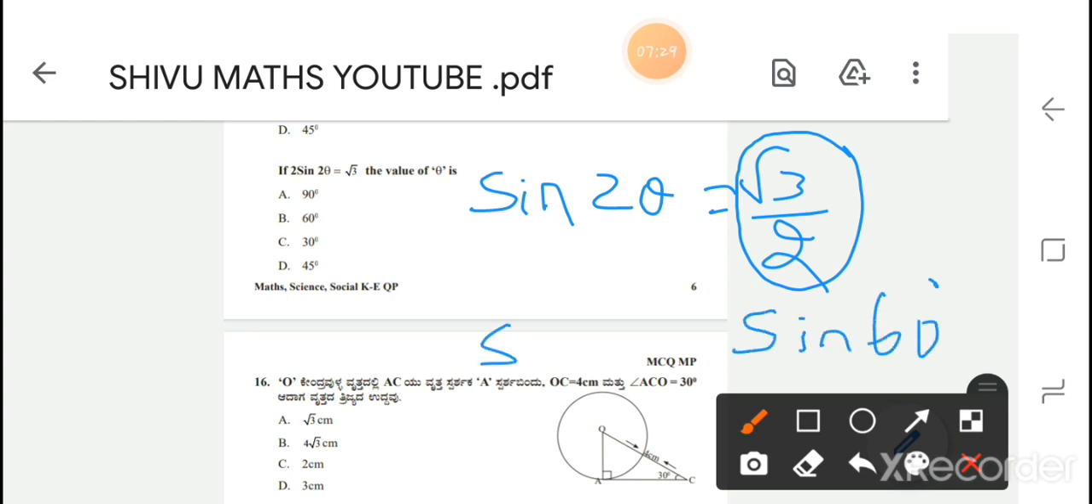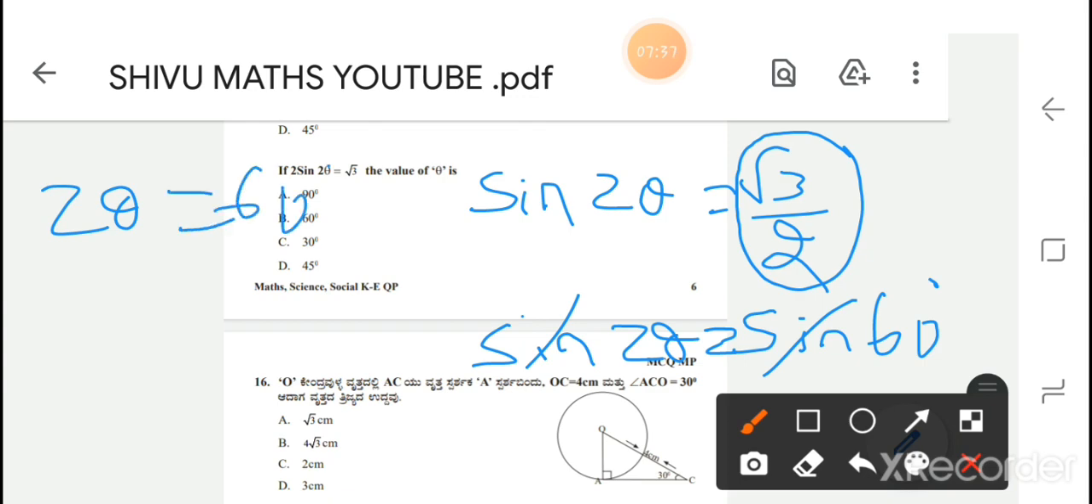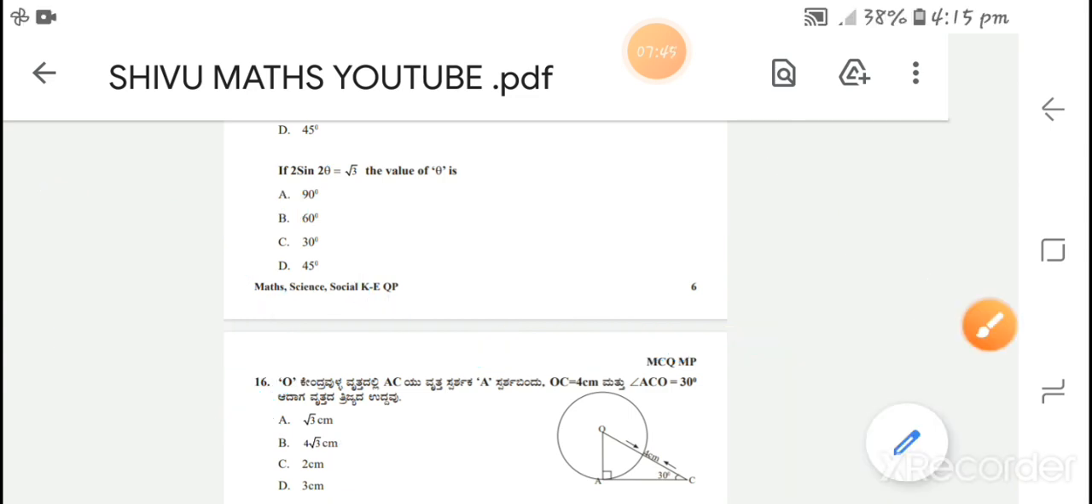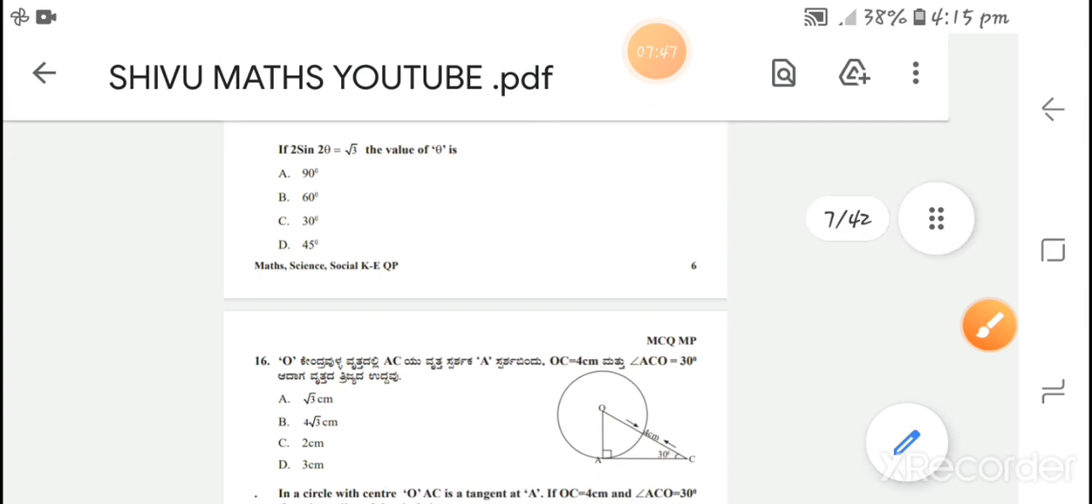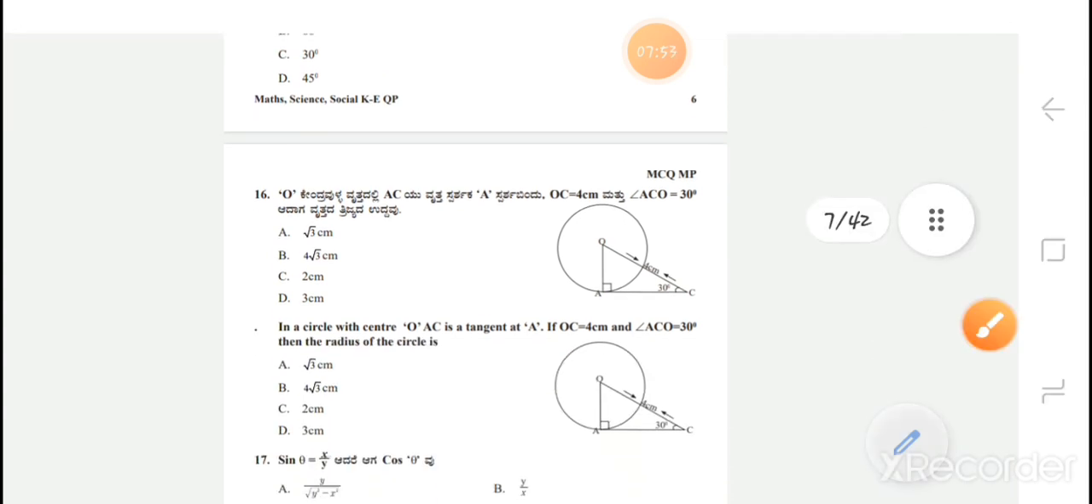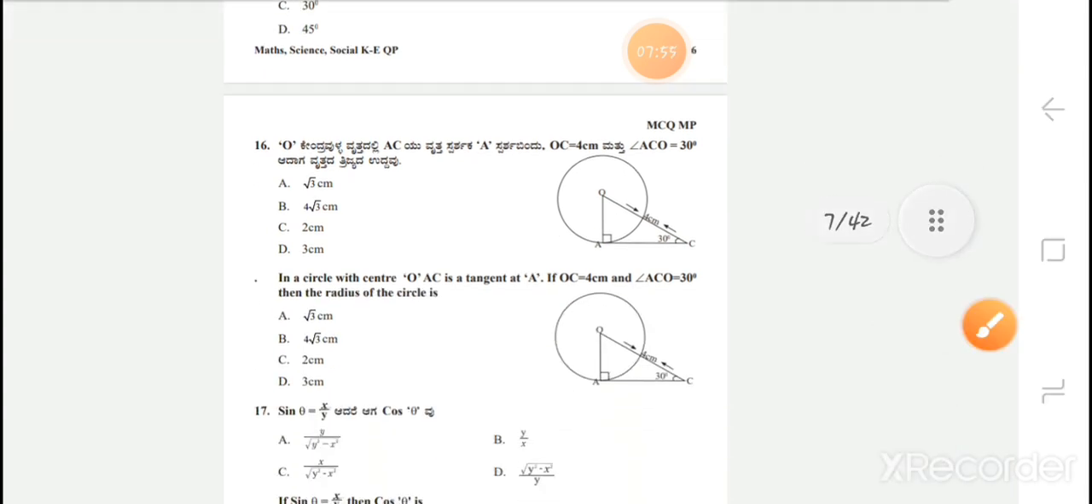So sine 2 theta is equal to sine 60. Then sine gets cancelled, 2 theta is equal to 60. Then theta is equal to 60 by 2. We get 2 ones are 2, 2 threes are 30. The theta is 30 degrees. Option C is the right answer. Okay, got it? Okay, so next we will pass on to the 16th question.